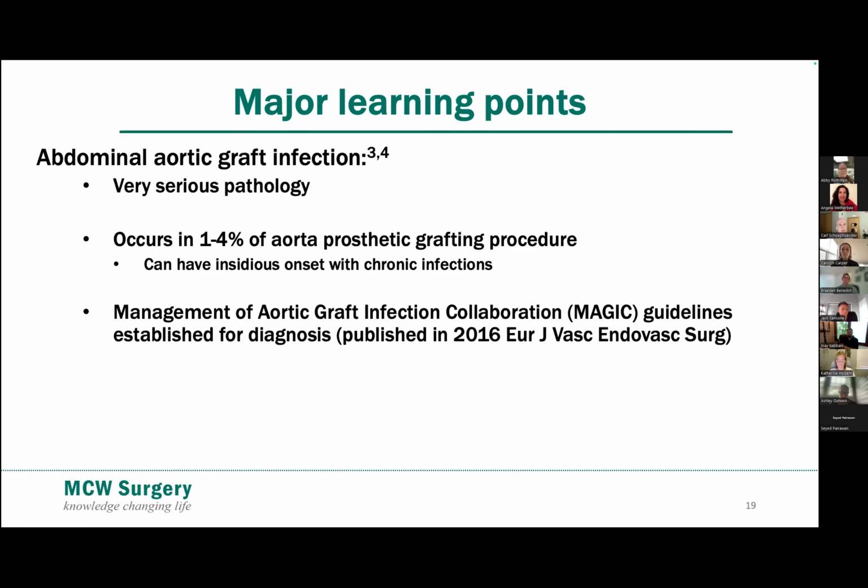And then switching to just abdominal aortic graft infections in general. This is a very serious pathology. I found a stat that it occurs in 1 to 4% of prosthetic grafting procedures. And with a patient like ours that had this chronic infection, or assumed to be chronic infection, it can have this insidious onset where you follow it for years, like with our guy, and then progress pretty rapidly.